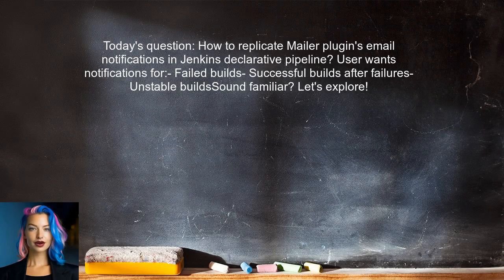Here's the specific question we're addressing today. One user asked how to replicate the Mailer plugin's email notification behavior in a Jenkins declarative pipeline. They want notifications for failed builds, successful builds after failures, unstable builds, and more. Sound familiar? Let's explore this together.